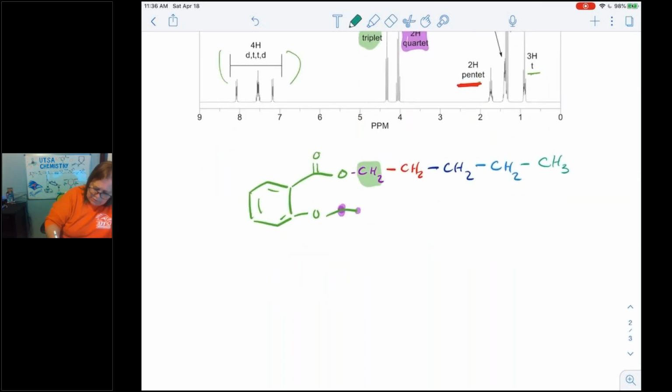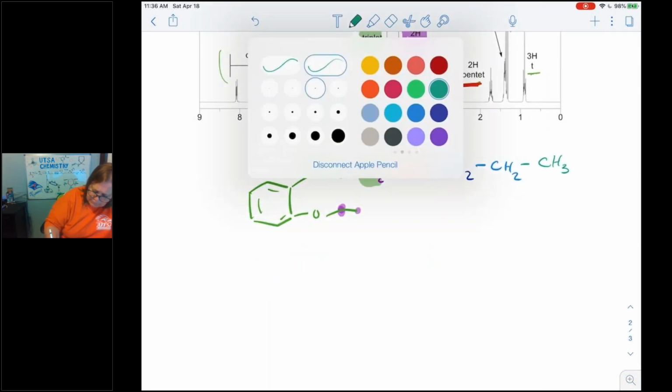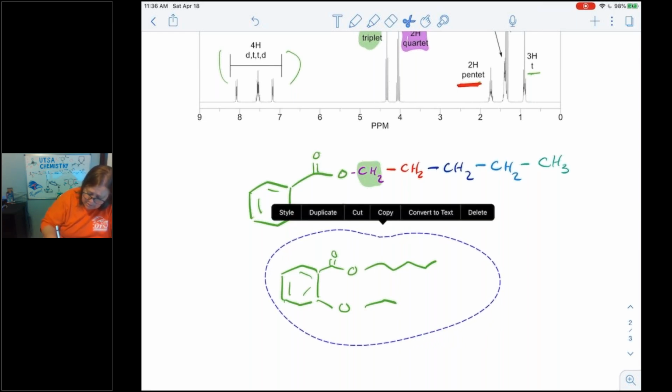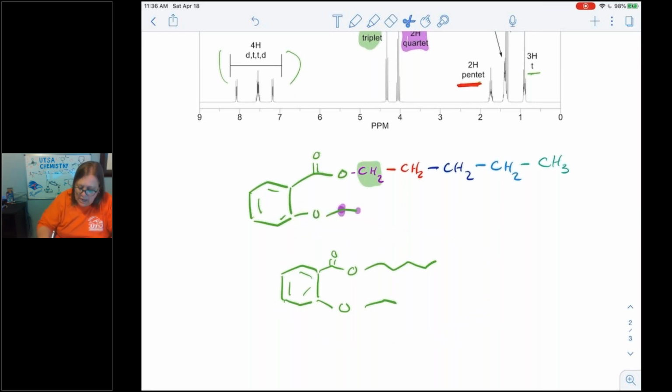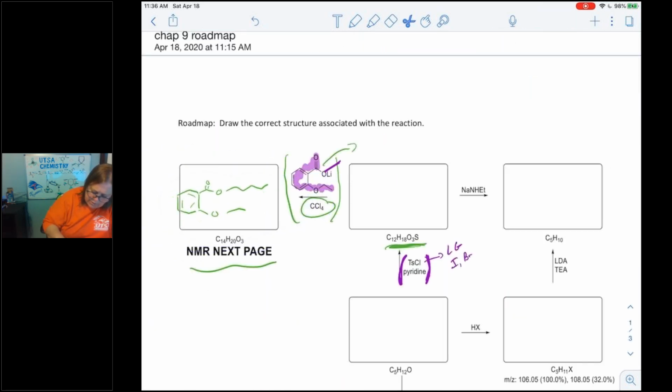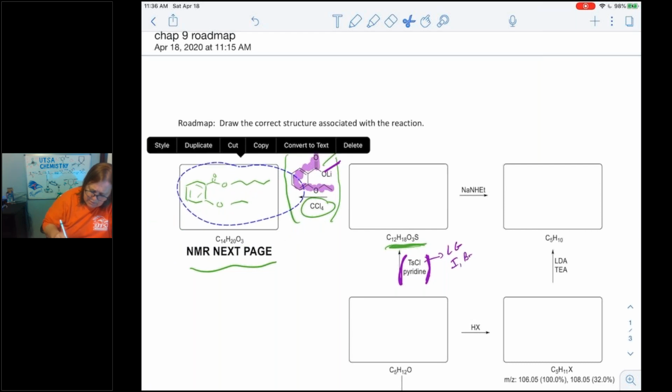And so my structure is this guy here. And you know, you don't have to go and redraw it, but I'm just going to do it because 1, 2, 3, 4, 5, and then that's my structure here. And again, this would have been a very complicated NMR had I not given you this massive hint. Okay, so I'm just going to paste it here.